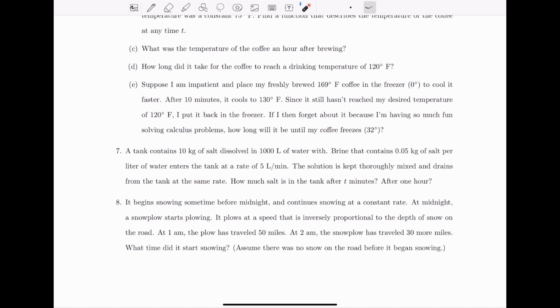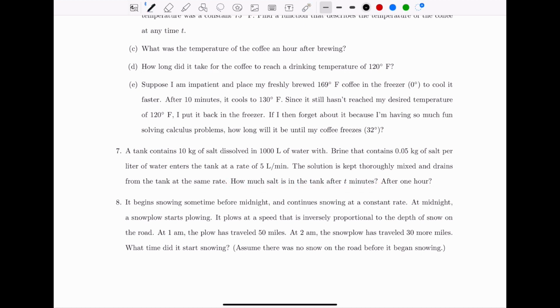And we have brine, or a salt solution, that is flowing into the tank. The concentration of the brine is 0.05 kilograms of salt per liter, and that enters the tank at a rate of 5 liters per minute. So we have a solution being poured into the tank, and the tank already has some solution of salt in it. This solution in the tank is thoroughly mixed, and it drains from the tank at the same rate. We want to know how much salt is in the tank after t minutes.